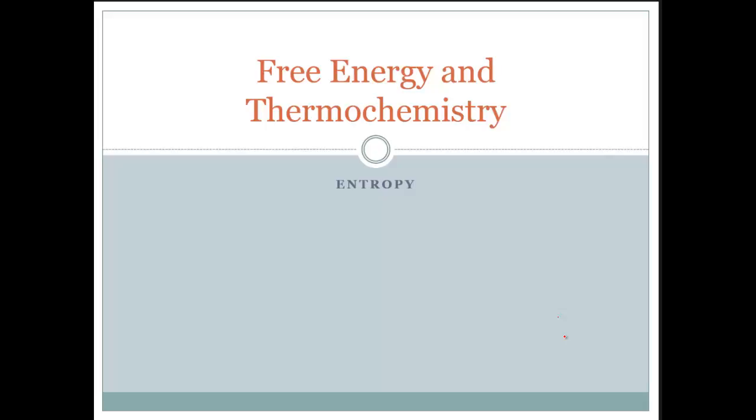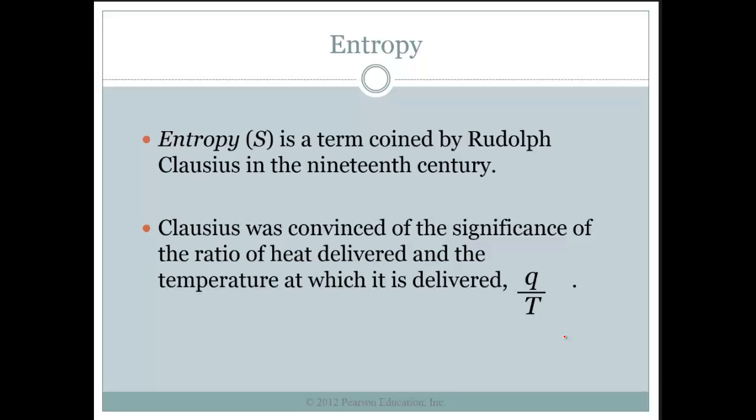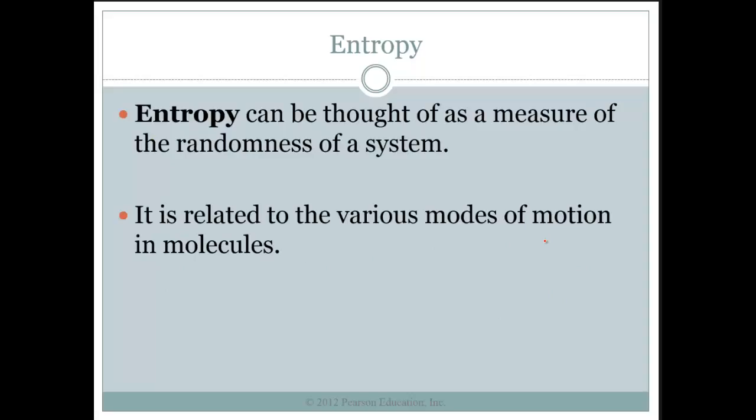In this tutorial, we will be discussing entropy. Entropy is a term coined by Rudolf Clausius in the 19th century. Clausius was convinced of the significance of the ratio of heat delivered and the temperature at which it was delivered, Q for heat over T for temperature. Entropy can be thought of as a measure of randomness of a system.